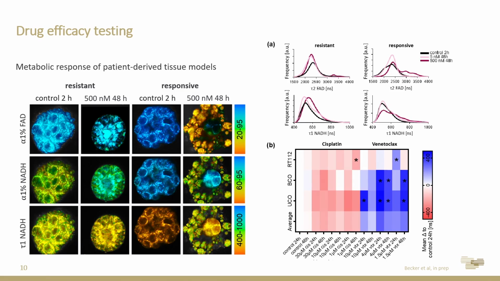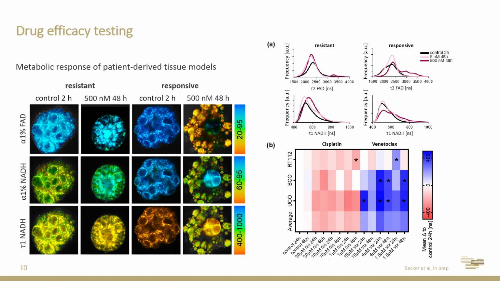We explored here the sensitivity to track the metabolic response of patient-derived tissue models. So patient-derived cancer tissues, where based on cytotoxicity assays, we did already know that they have been characterized as resistant or responsive donors. And here you do see FLIM images, so metabolic images, again, false color-coded images based on the metabolic portfolio of that spheroid or organoid.